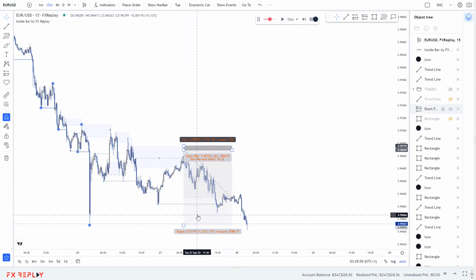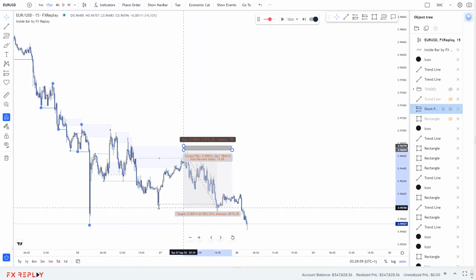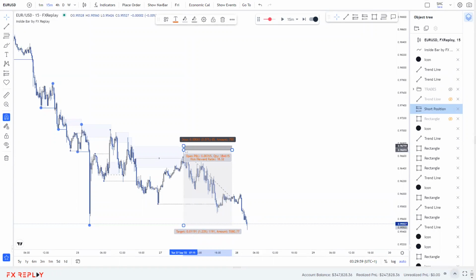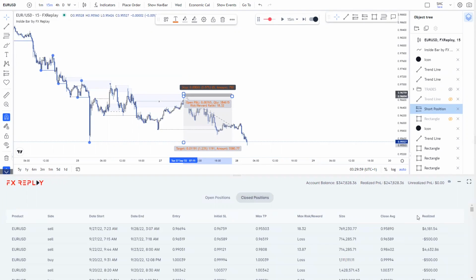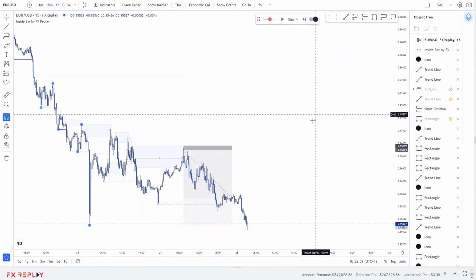Obviously, final TP of 18.3R. We took that 60% partial at 13R, and we obviously took our initial 20% partials to go risk-free at 4R. So really good trade. And if we go now onto our closed positions, you're going to see that we've got sort of realized profit of 6.18. This is obviously with 0.5% risk. So if you're using 1% risk, like I know a lot of people do, it would be about a 12% trade. So a really, really nice trade there.